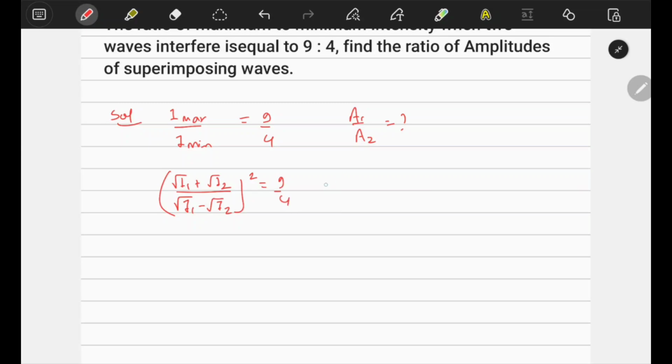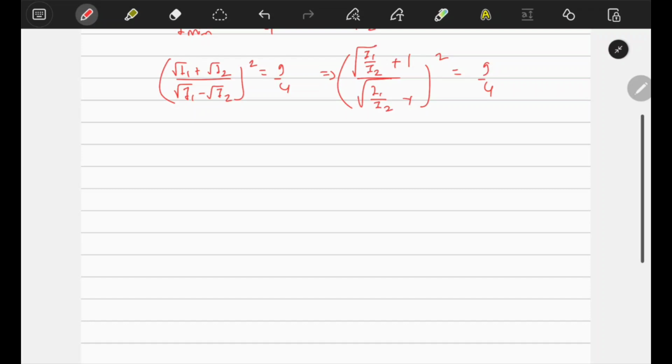Now we can do one thing. We can take common this root I2 from both numerator and denominator. Then we will have (root I1 over I2 plus 1) over (root I1 by I2 minus 1), whole square, that is equal to 9 by 4. Now we all know that intensity is equal to K a square. So I can do one thing. Instead of I1 and I2, I can write down it as (A1 by A2 plus 1) over (A1 by A2 minus 1), whole square, equal to 9 by 4.